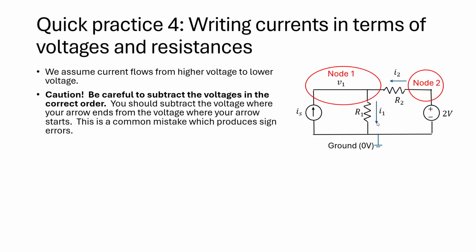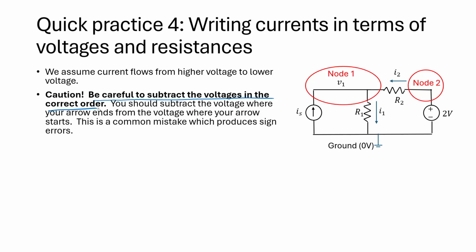So one thing to keep in mind is when current is flowing, we assume current flows from higher voltage to lower voltage, just like how water flows from higher pressure to lower pressure. And so we want to make sure that we keep that assumption consistent when we are writing our equations. And this becomes important when we are subtracting voltages to find our currents. You want to make sure you are careful to subtract voltages in the correct order.